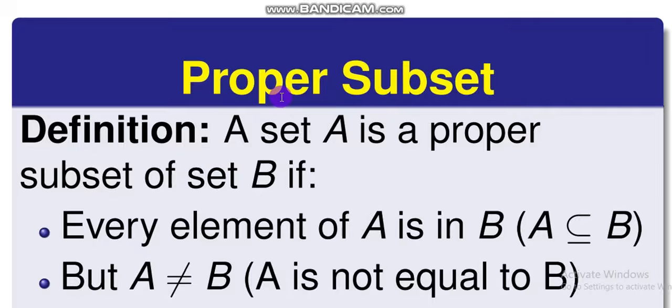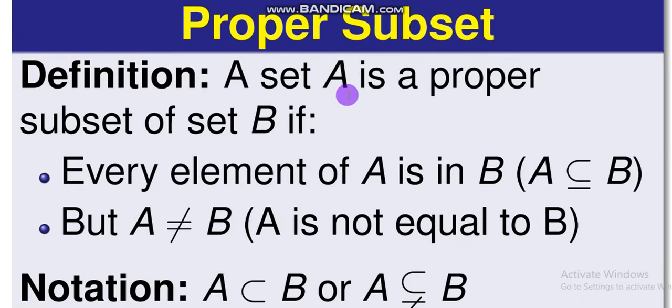Then there is what we call proper subset. And what is the meaning of proper subset? A set A is a proper subset of B if it has fulfilled these two conditions. The first condition is that every element of A is in B. That's necessary to make it a subset, so that A is a subset of B. The second condition is that A is not equal to B. They are not equal set.